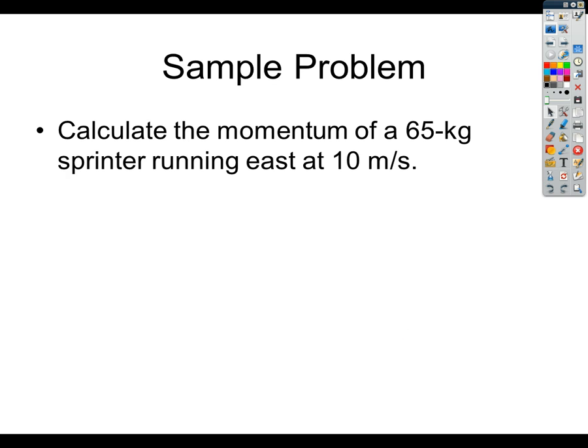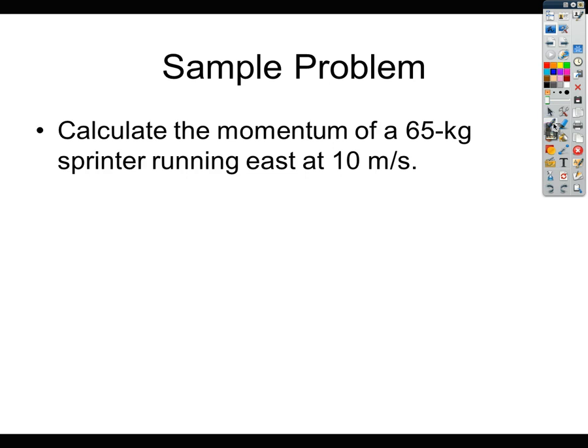For the very next thing, we have a sample problem. The sample problem should be very simple to do. Basically it just says calculate the momentum of a 65 kilogram sprinter running east at 10 meters per second. Remember, our equation is momentum, we're going to put the little bar above it to show that it's a vector, is equal to mass times the velocity of that object. So this will be equal to 65 kilograms times 10 meters per second.